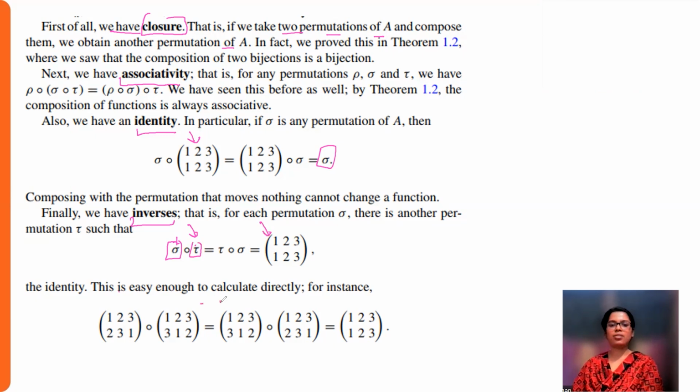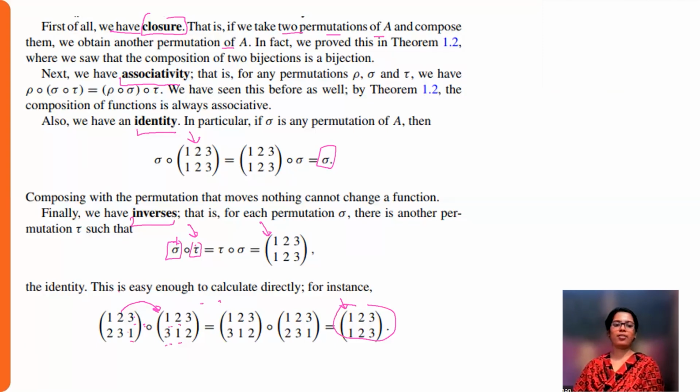So it is very easy to calculate. Suppose we want to find 1, 2, 3, 2, 3, 1. Now, if you want to find the inverse of this element, we have to take the composition of all the elements and check which one is giving us the identity. If we compose these two elements, we get the identity. So from here, we can say that these two elements are inverses of each other.